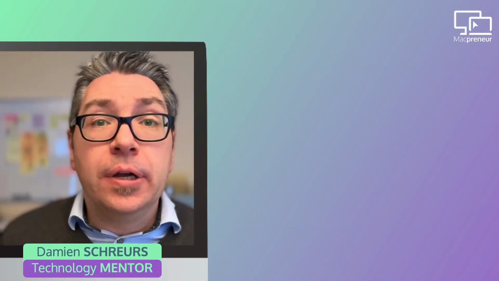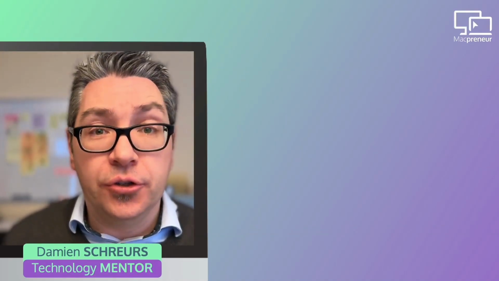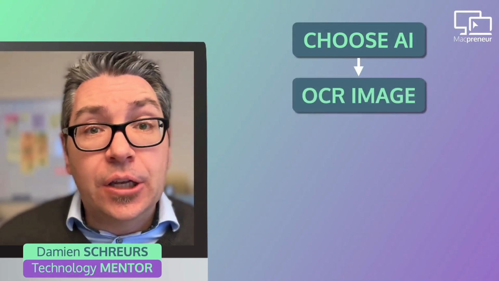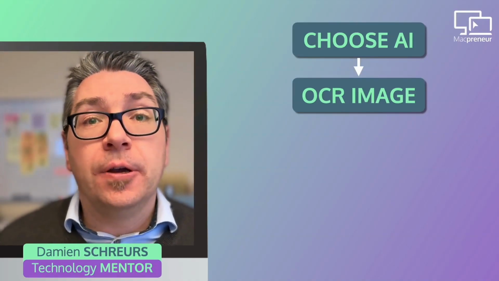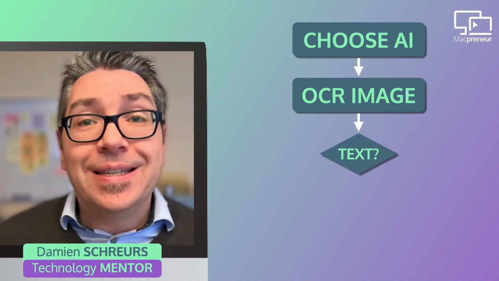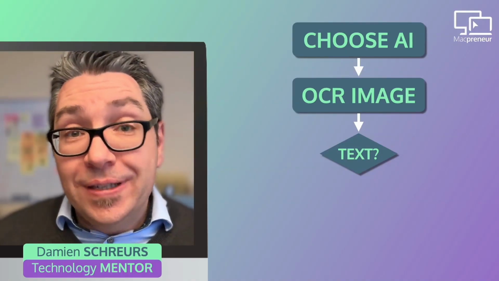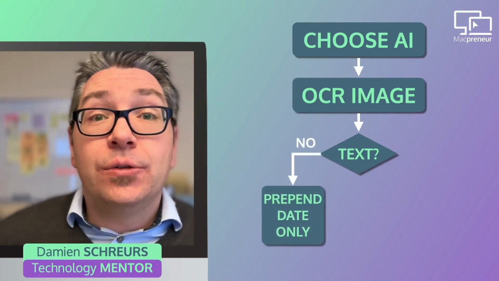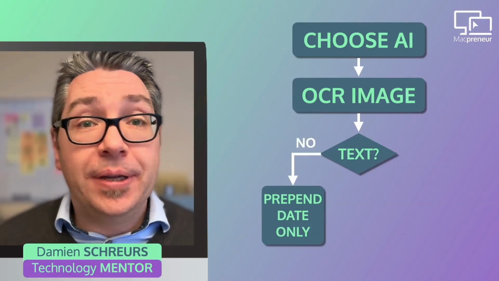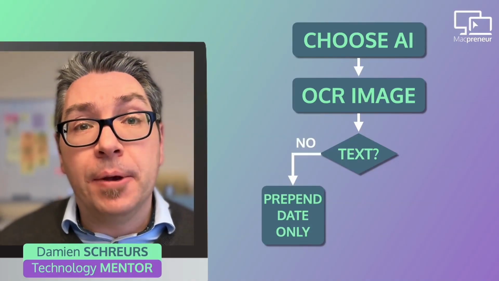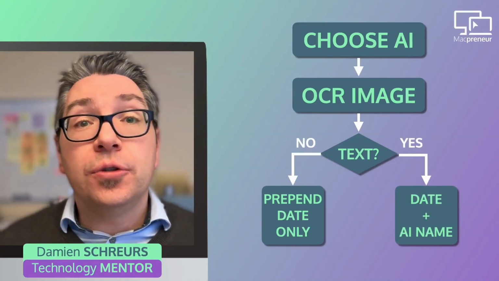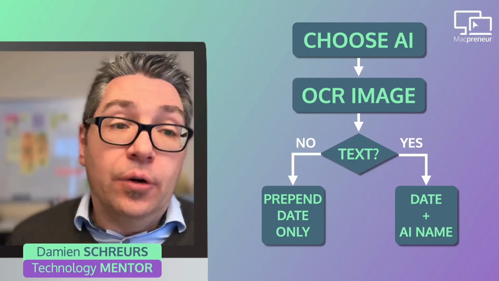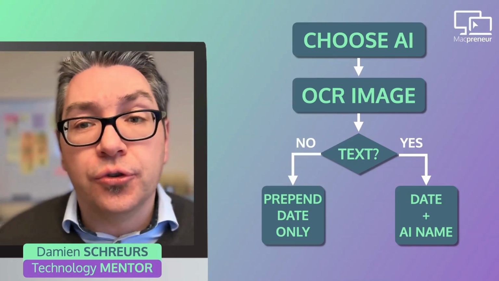At a high level, here is what the entire automation does. First, it chooses the most appropriate AI engine. Second, it will OCR the image, basically extract any text within the image. And then it will check whether there is text in that OCR step. If no text was found, then it will simply prepend the creation date to the original name. And if text was found, then it will use AI to find a suitable name based on the text. And obviously, before that, it will put also the creation date.